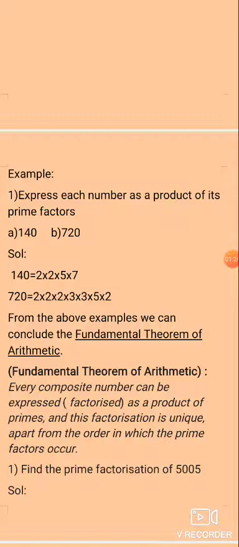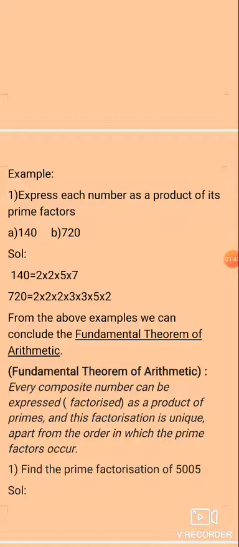140 can be written as 2 into 2 into 5 into 7. Just to check it, 2 into 5 is equal to 10. 7 into 2 is 14. So 14 into 10 becomes 140. So the prime factorization of 140 is 2 into 2 into 5 into 7.